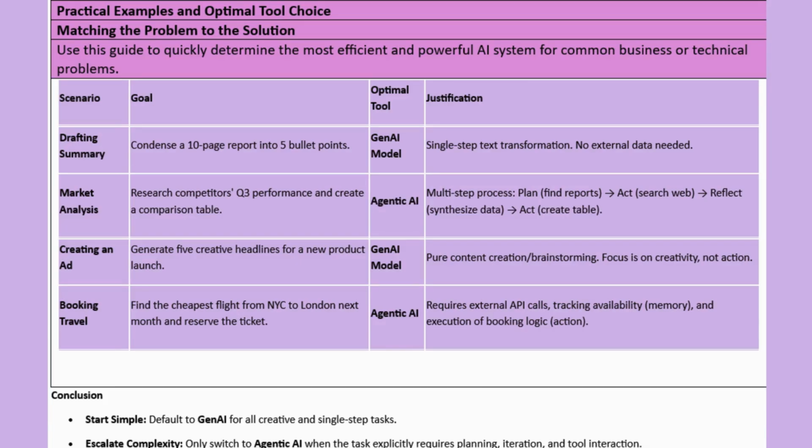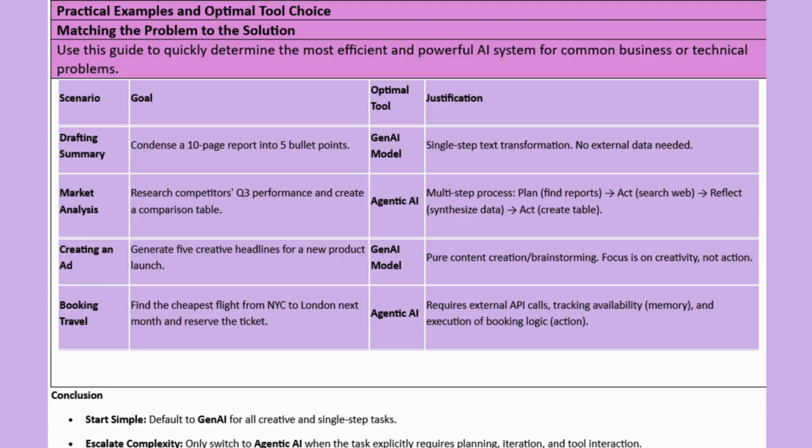When it comes to solving real world problems with AI, choosing the right tool can make all the difference. This slide offers a practical decision guide by mapping common business scenarios to the most suitable AI approach: Gen AI or Agentic AI. For tasks like drafting a summary or creating ad headlines, Gen AI is the go to solution. These are single step creative tasks that don't require external data or complex planning.